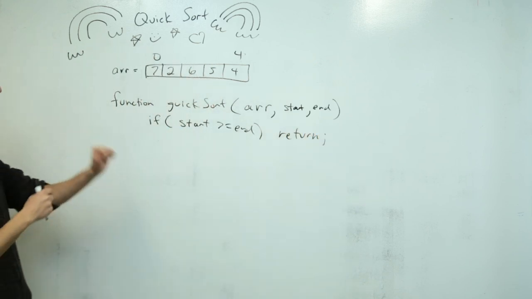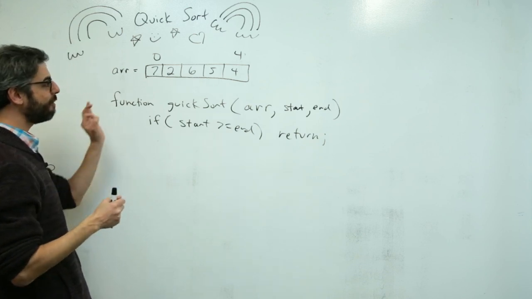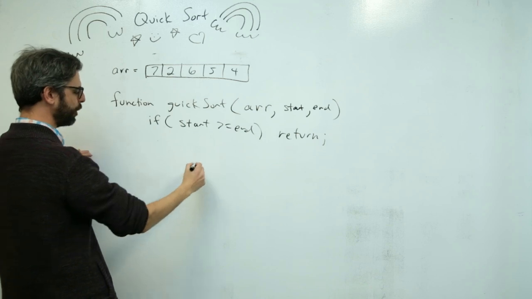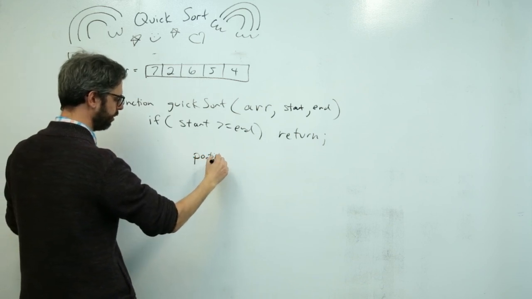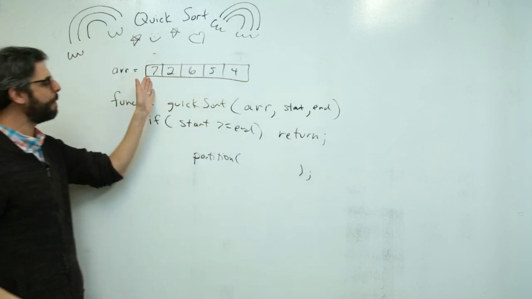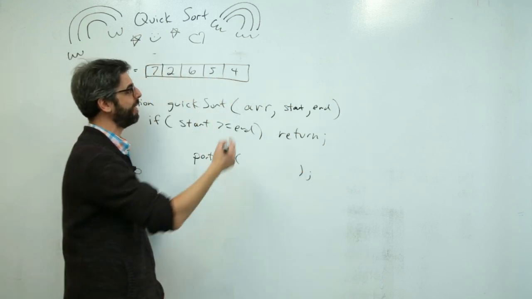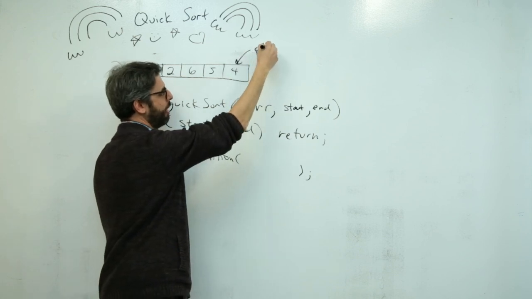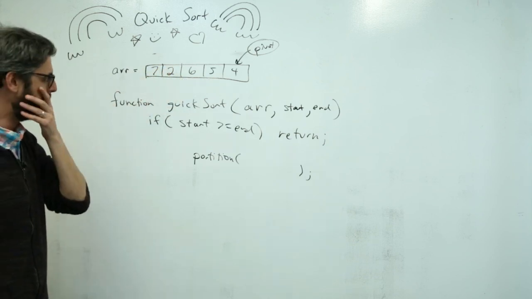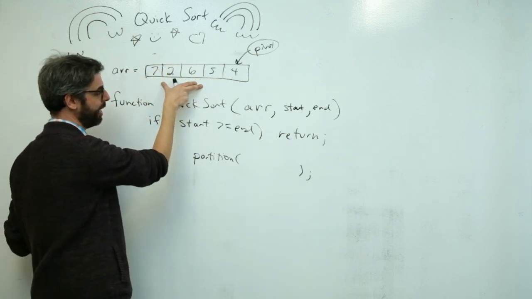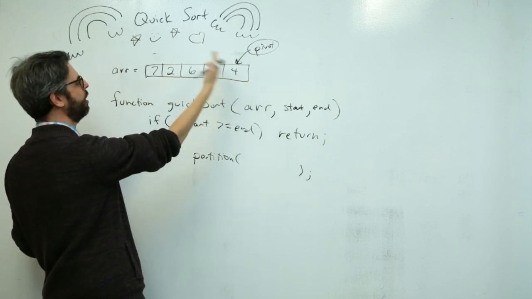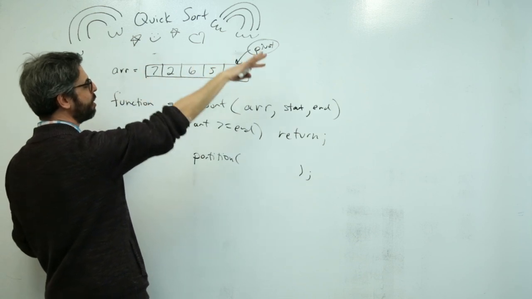All right, but here's the key. The idea of the quicksort is to do a step which is called partition. I need to pick some part of the array that is called a pivot point. An easy way to pick that is to always have the pivot be the end spot. The idea is I want to take everything that is less than the pivot value and put it on one side of the array, and everything that is greater on the other side.